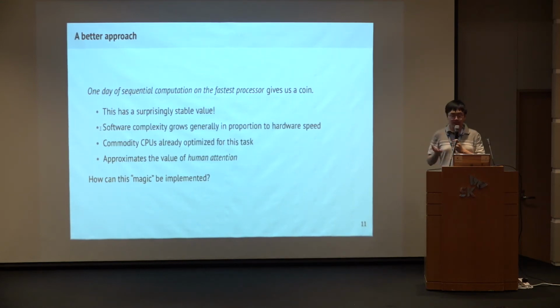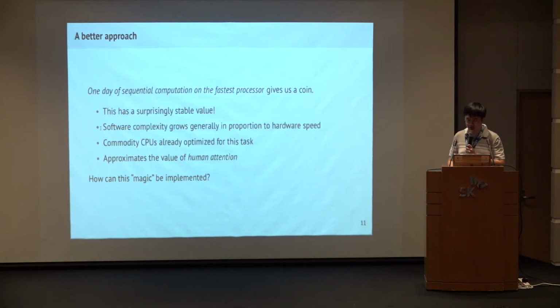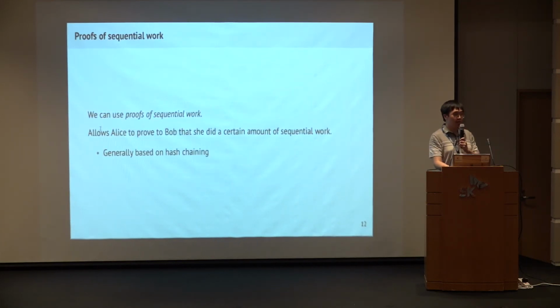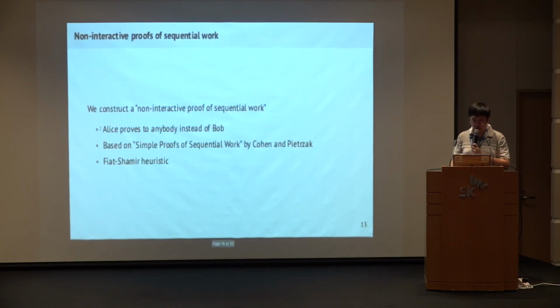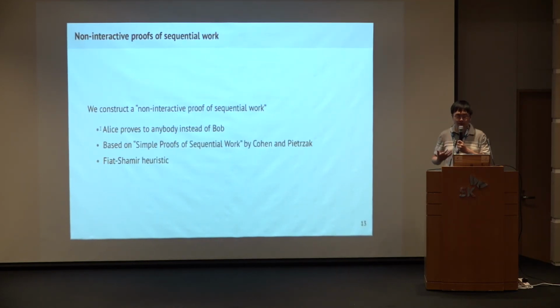How can we trustlessly track 1 day of sequential computation on the fastest processor? The answer is that we use a cryptographic primitive known as proofs of sequential work. These are a family of algorithms that allow Alice to prove to Bob that she did a certain amount of sequential work, generally hash chaining. So imagine computing a hash, the hash of the hash, the hash of the hash, etc., which can only be computed sequentially.